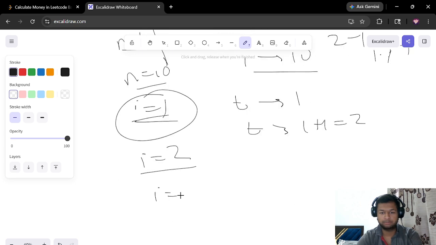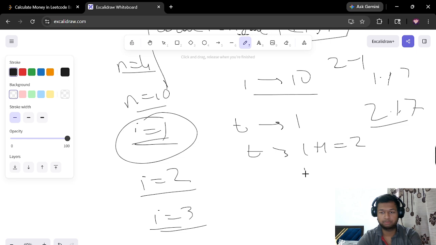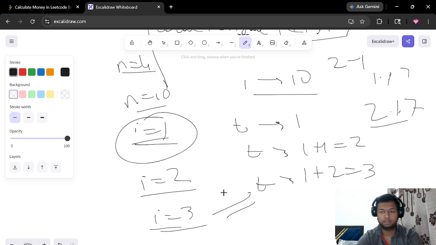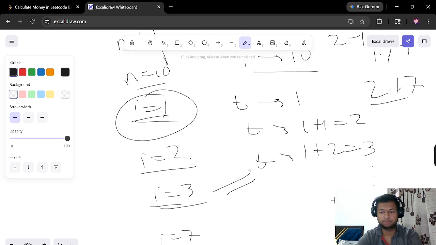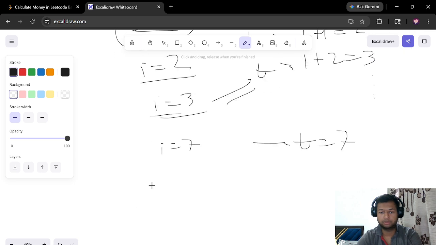And now let's take I equals to 3. So 3 minus 1, which is 2, which divided by 7 is 0 only. 2 was previous, so 2 plus 1, which is equal to 3. So now for I equals to 3, we have total equals to 3. So this will continue till I equals to 7. Here 7 minus 1, which will be 6, so 6 plus 1 will be equal to 7, so total will be equal to 7.